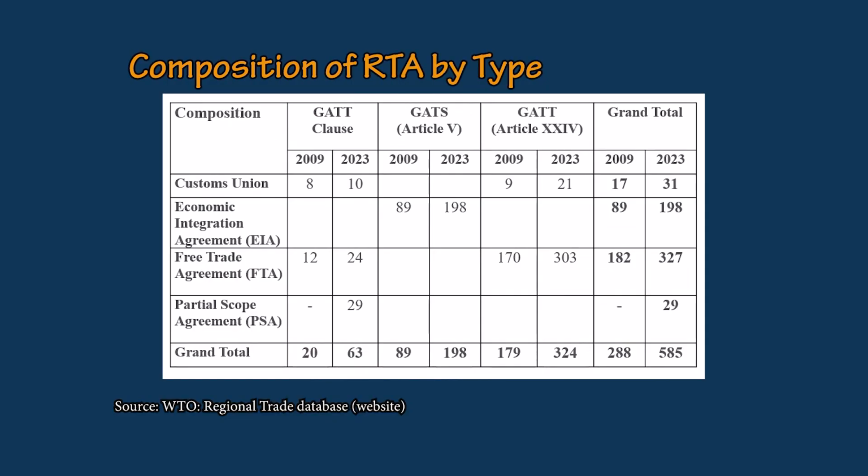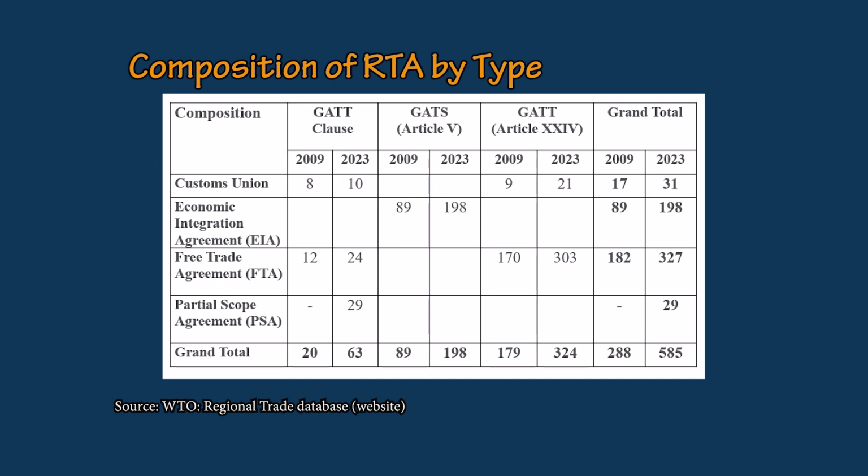Now, if you look at the composition of regional trade agreements according to their type, here I have given the information we have received from WTO. Here in the columns you will observe, for example, the customs union, economic integration agreement, free trade agreement, and partial scope agreement. I shall explain what partial scope is. And then the increase under different clauses, either GATT or WTO.